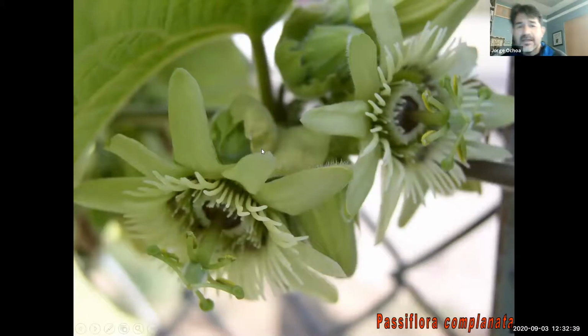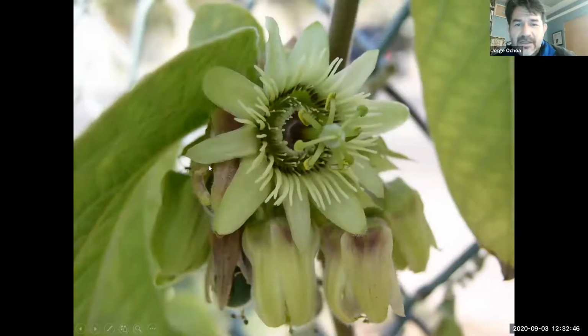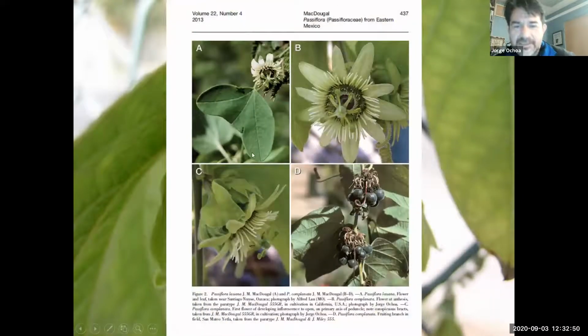And then one of my earliest passion flowers, Complanata, that I grew for a while, took the photograph, and later on when it was published as a new species, my photographs were used in the publication.